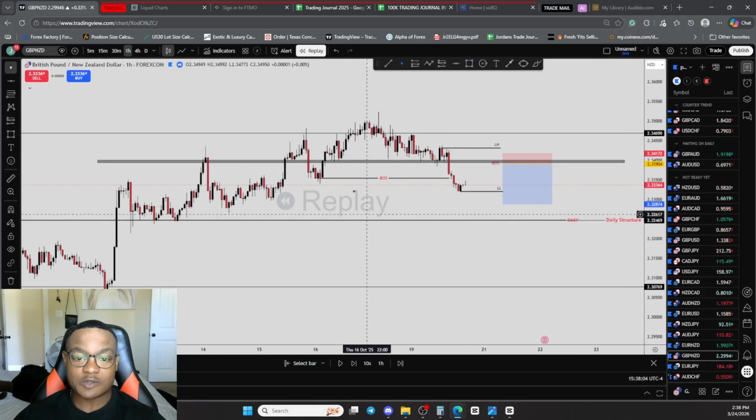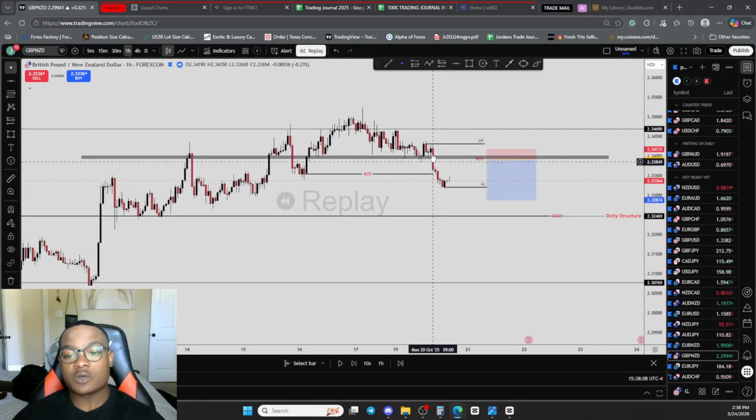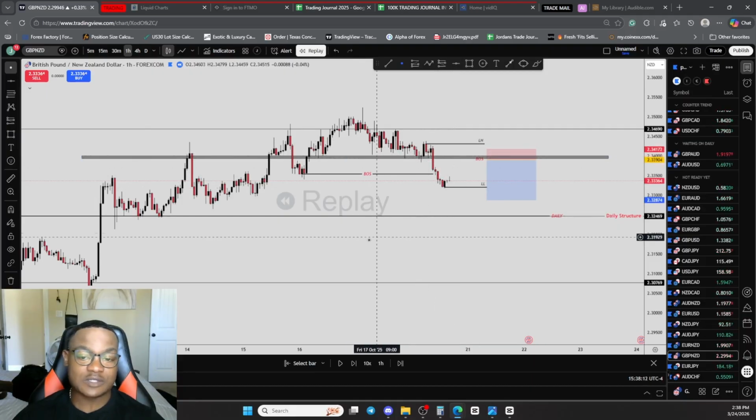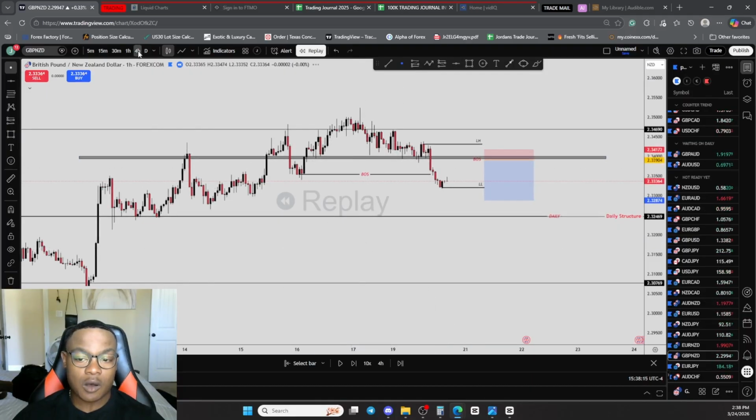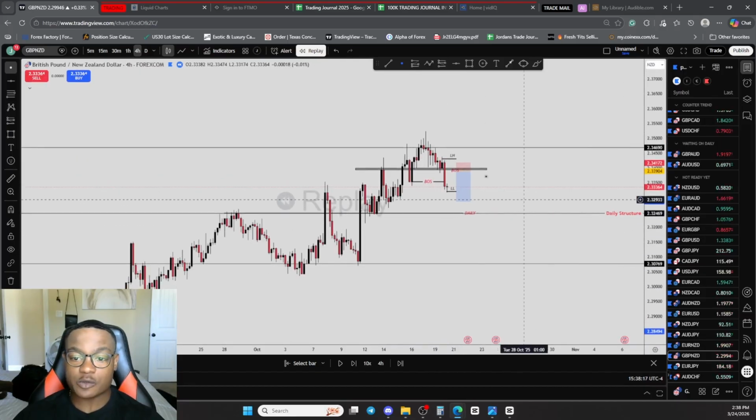So we have an area of support, support, support, resistance. So now I want to see price on the 1 hour perform the break and retest of this recent structure break, which will also allow the 4 hour to perform the break and retest as well.